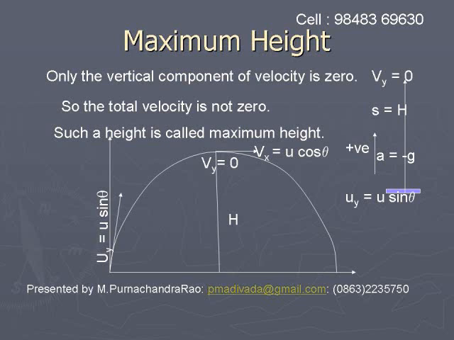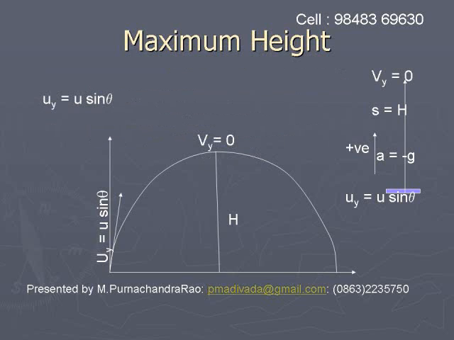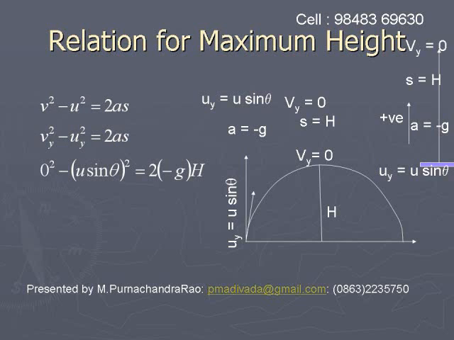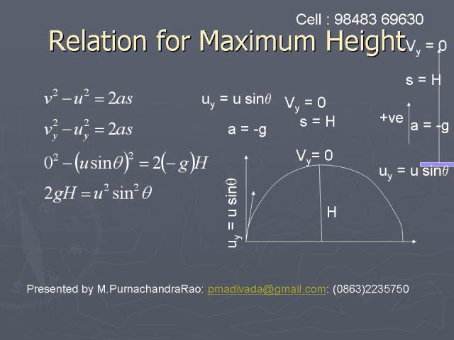We have taken uy is equal to u sin theta, a is equal to minus g, vy is equal to 0, s is equal to capital H. Let us substitute these values in the relation v square minus u square is equal to 2as. By substitution, we will get vy square minus uy square is equal to 2as, where s is capital H. Vy is 0. So 0 square minus u sin theta whole square is equal to 2 into minus g into capital H.